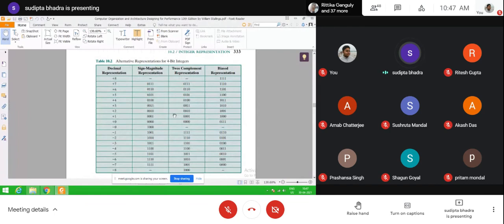So here this table 10.2 is showing the representation of a 4-bit integer in the form of sign magnitude, in the form of 2's complement, and in the form of biased. The biased representation we are going to see in the next class. Please focus on sign magnitude and 2's complement. Look here.